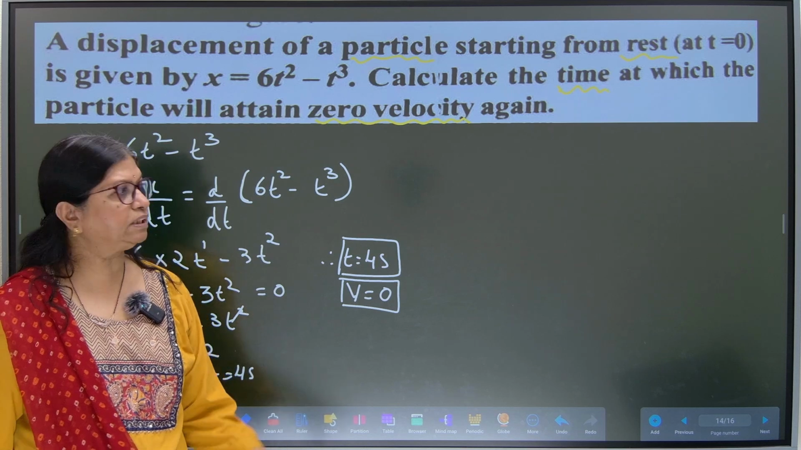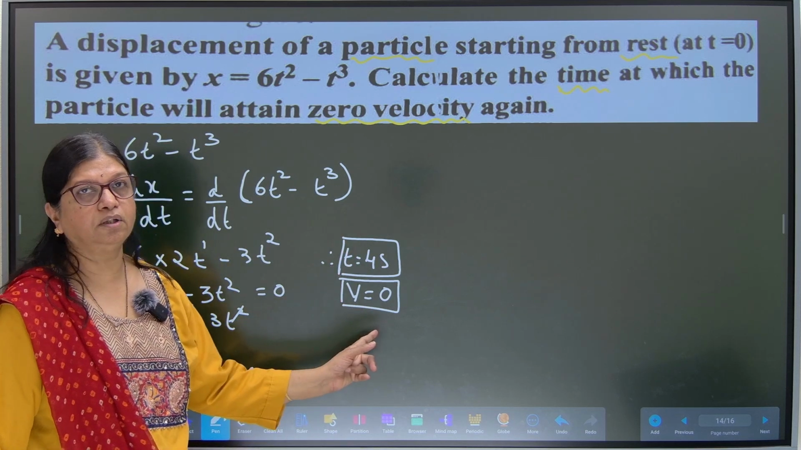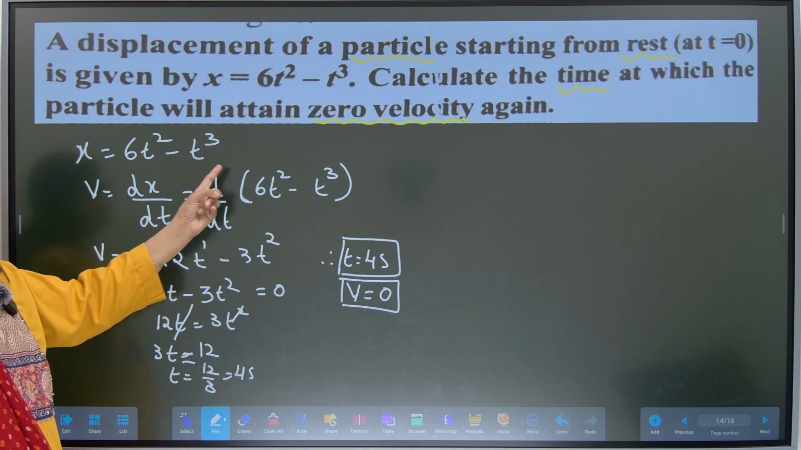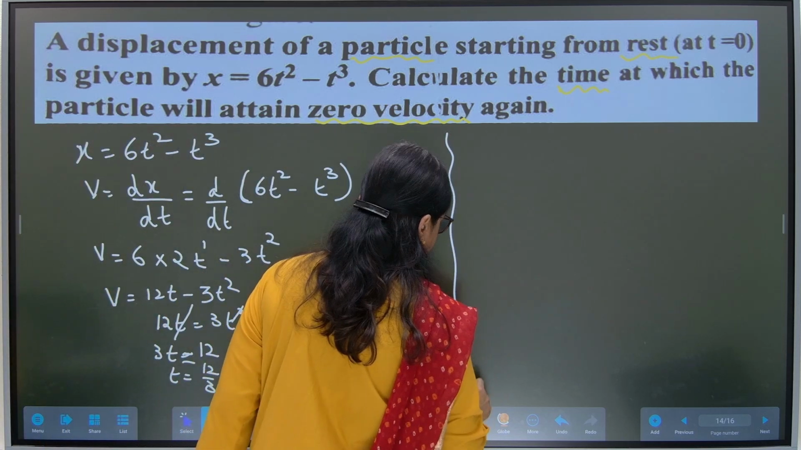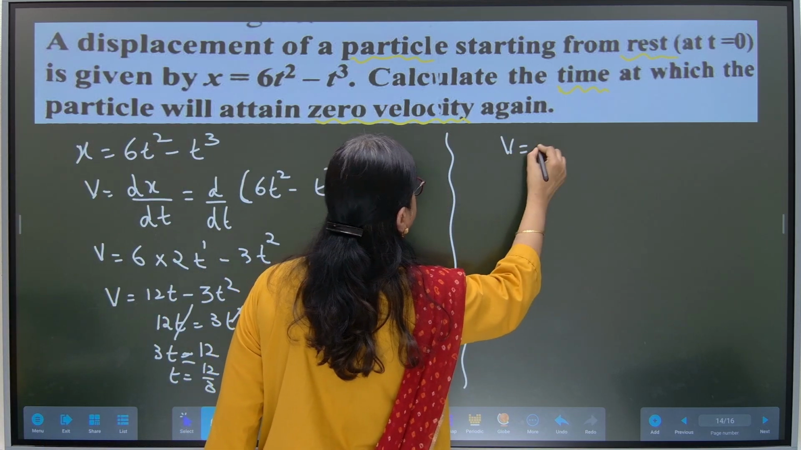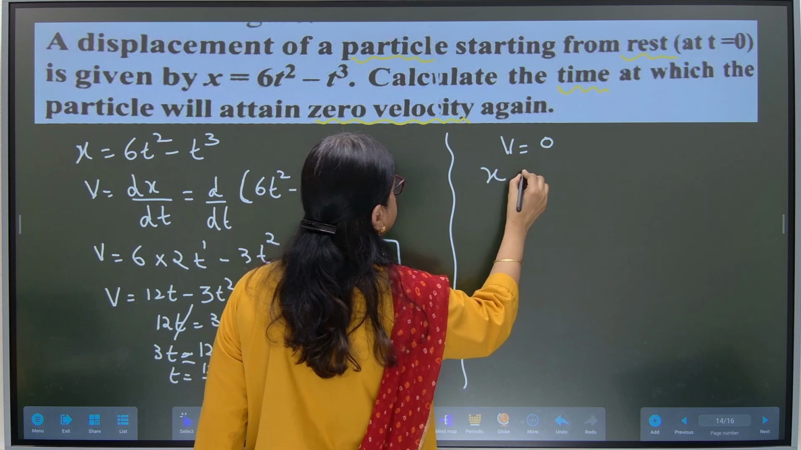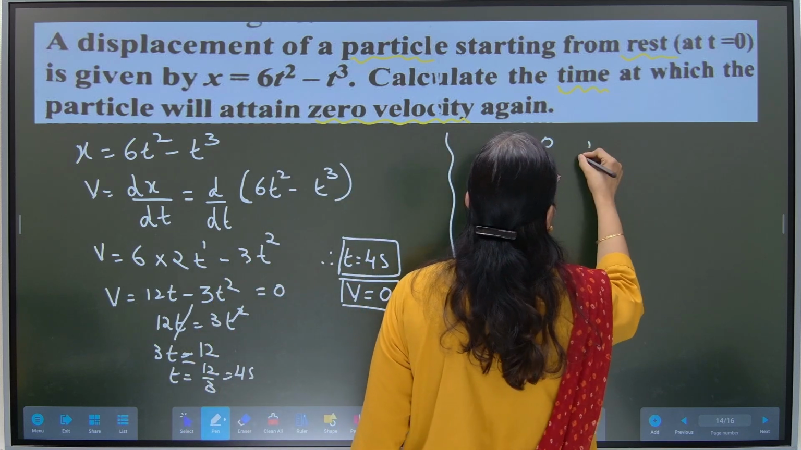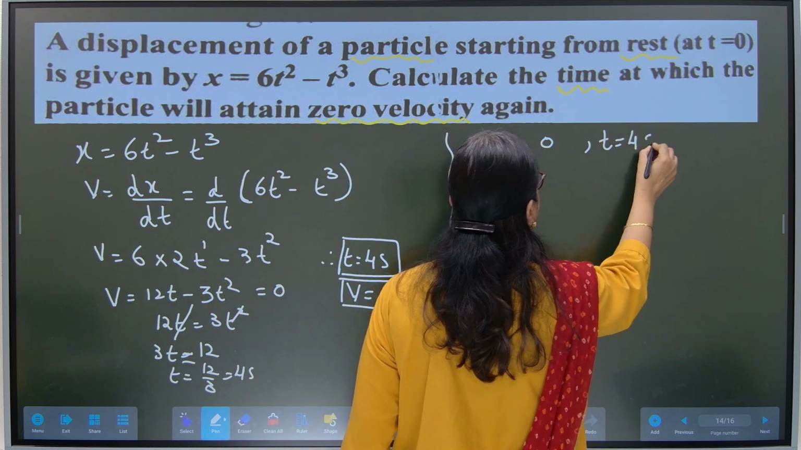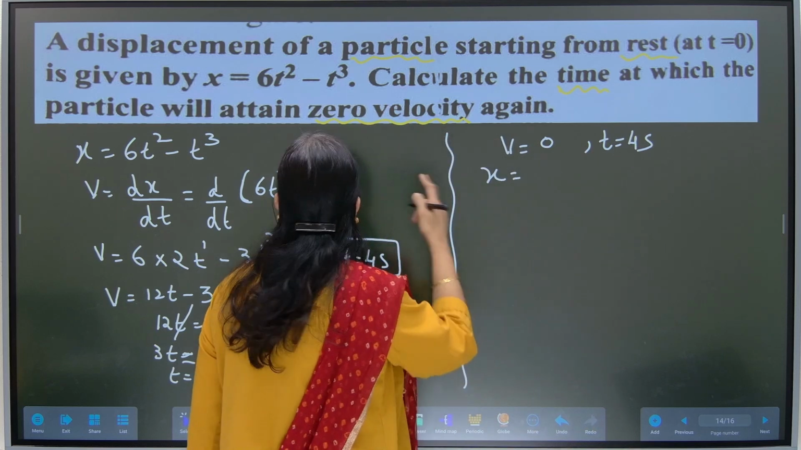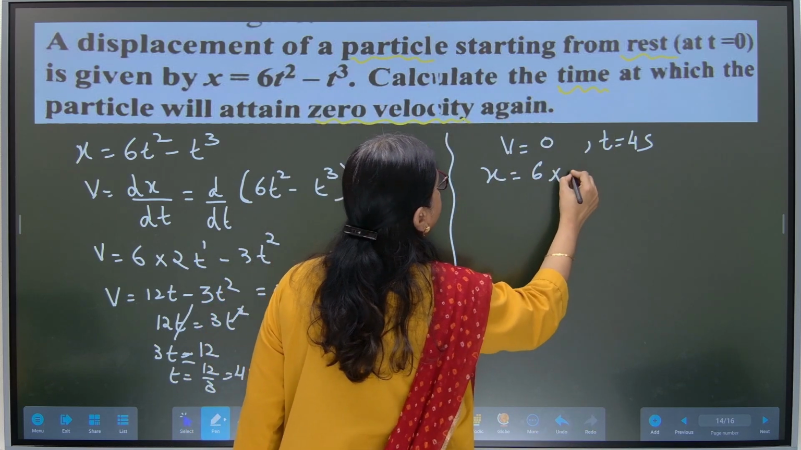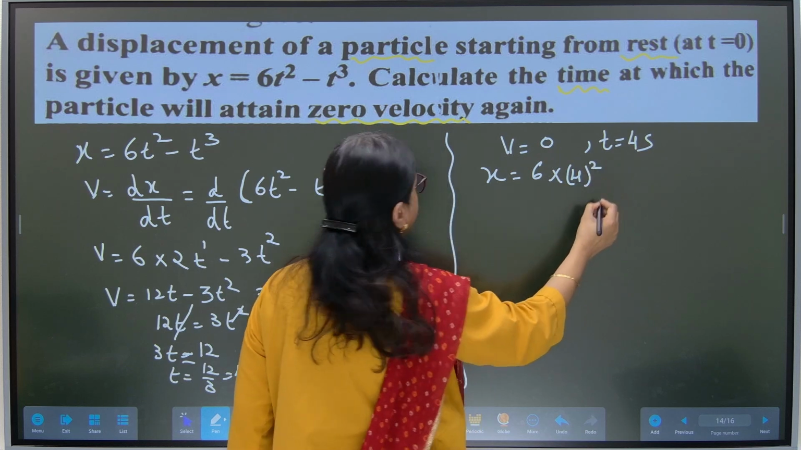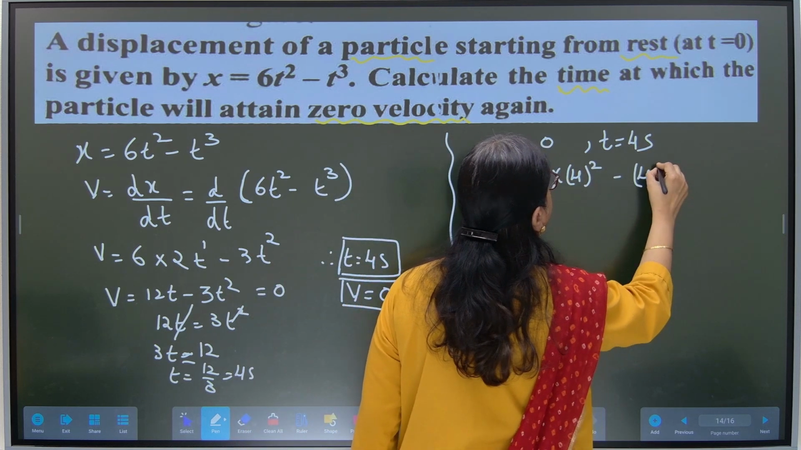What is our own question? At v is equal to 0, what will be the displacement? What is x? So at v is equal to 0, we just now got t is equal to 4 seconds. So x will be, by substituting t is equal to 4 seconds here, 6 into 4 square minus 4 cube.